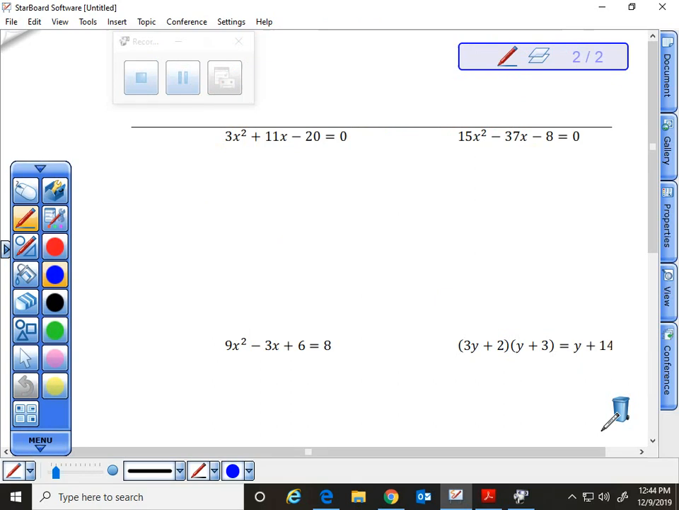Alright, first, outside plus the inside, and the last. So my only option is 3x and x. So let's start there. I have 3x and an x, and for my last, to get a negative 20, one's going to be positive, one's going to be negative. And maybe you need to write all these out, or maybe you notice which one might work the best.